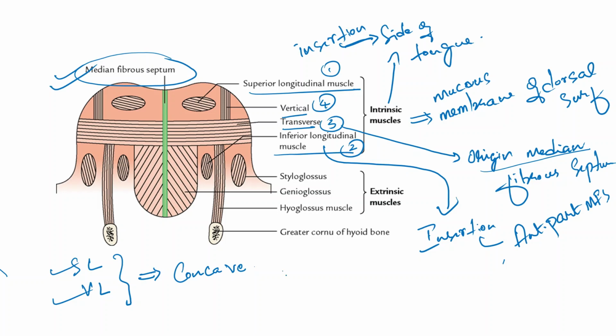The inferior longitudinal muscle brings about convexity of the dorsal surface, whereas the remaining muscle, the transversus muscle, reduces the width of the tongue and increases the length. The transverse muscle reduces the width and increases the length of the tongue. So this is about the action of the intrinsic muscles.